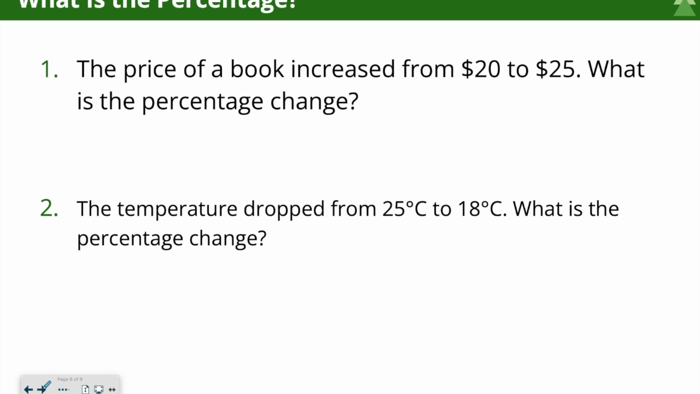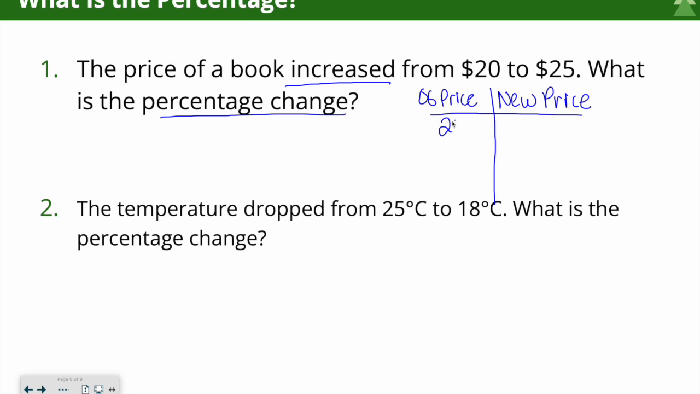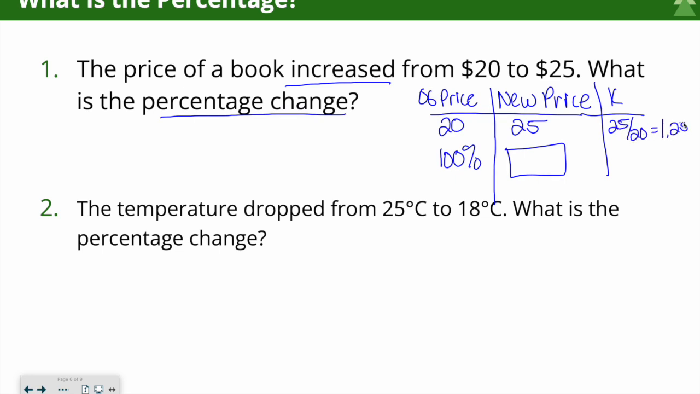The price of a book increased from $20 to $25. What is the percentage change? So I have the original price, and I have the new price. Original price 20, new price 25. Original price is 100%. Find our constant of proportionality. We get 1.25. Multiply that by 100, we get 125%.